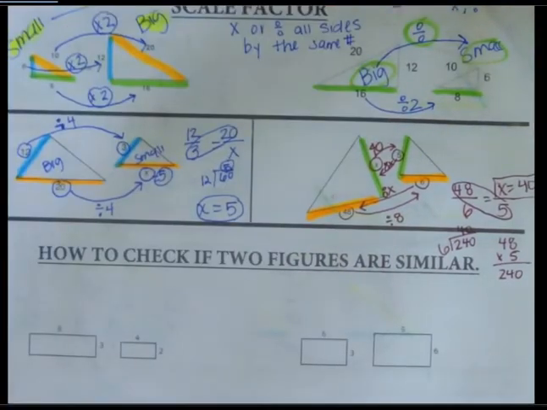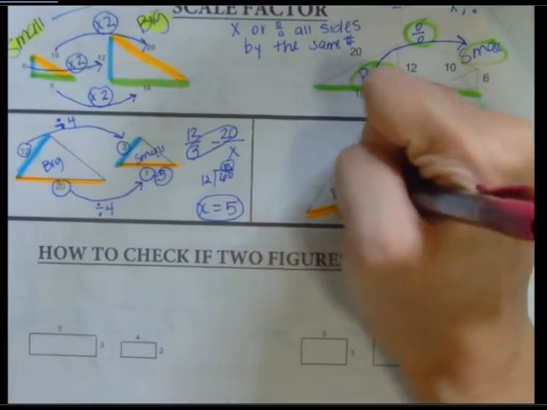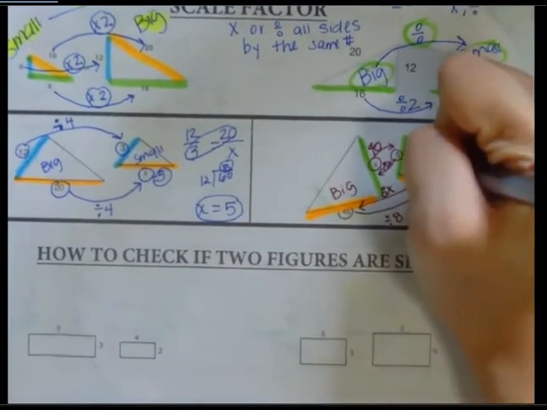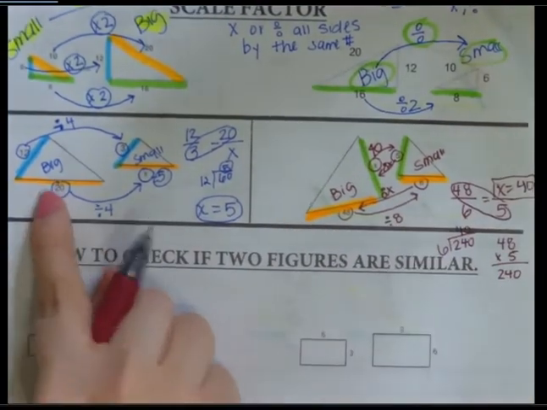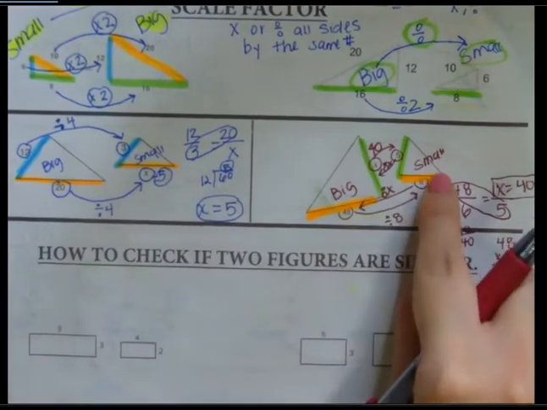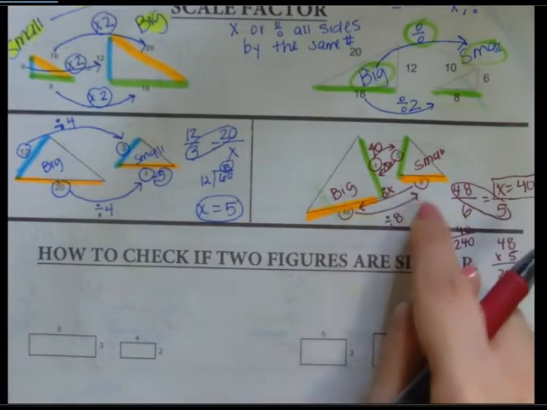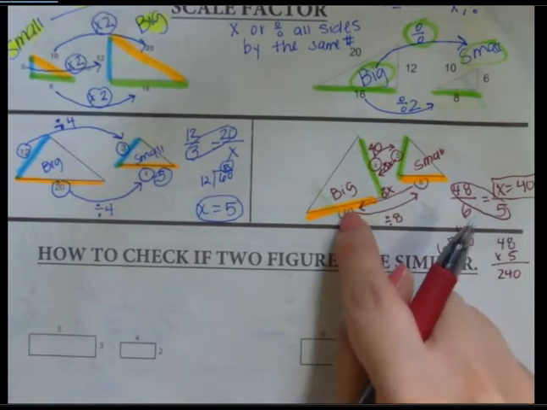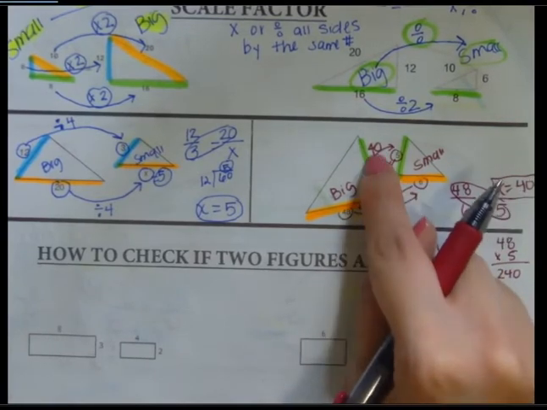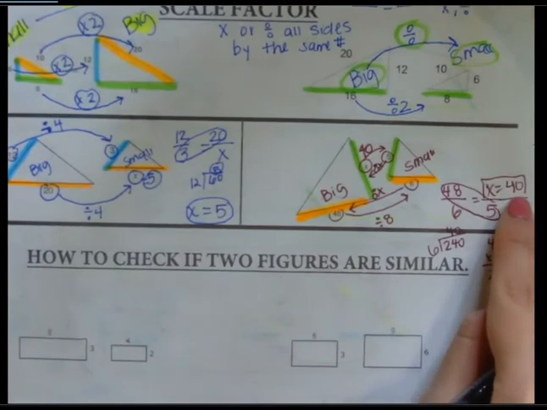So just remember that if you're going from big to small, you got to divide. Like that's what we did over here. But now I wanted to go from the small one and get the bigger one. So I have to multiply. So 8 times 6 gave me 48. So 5 times 8 gave me 40, which is the same answer.